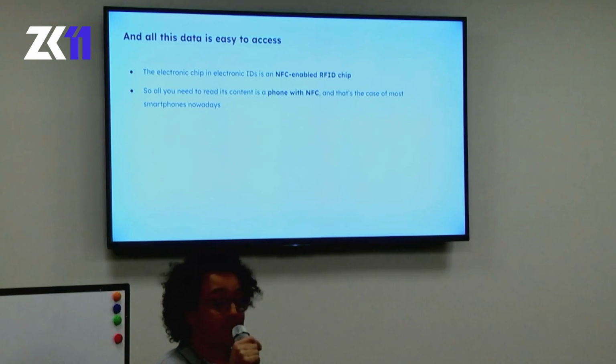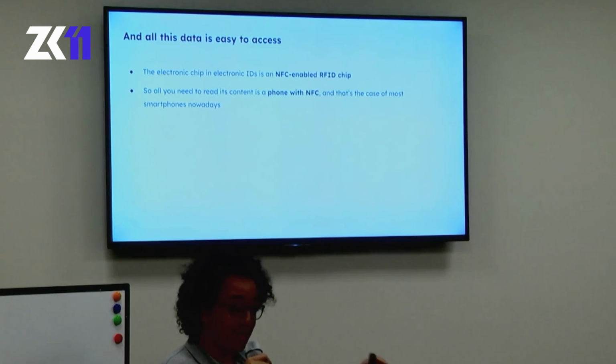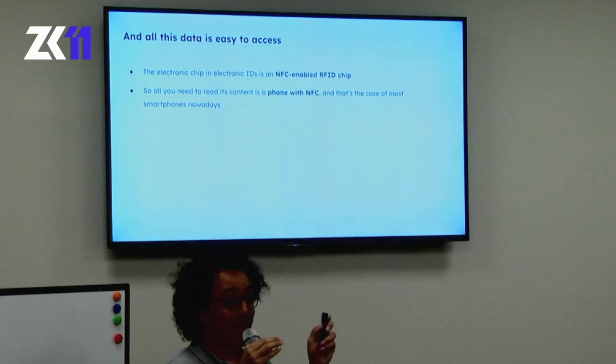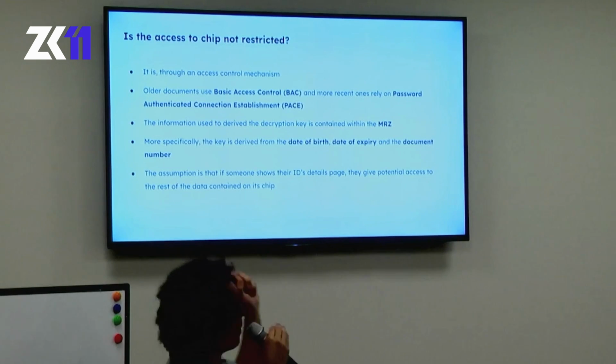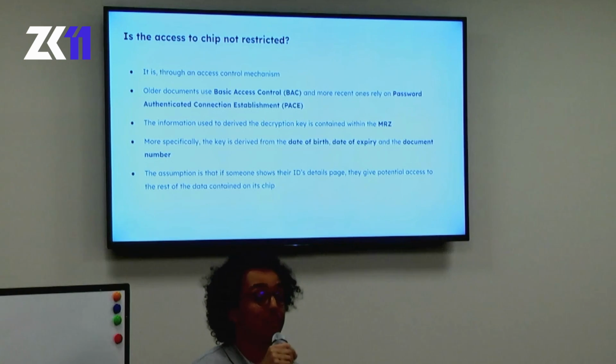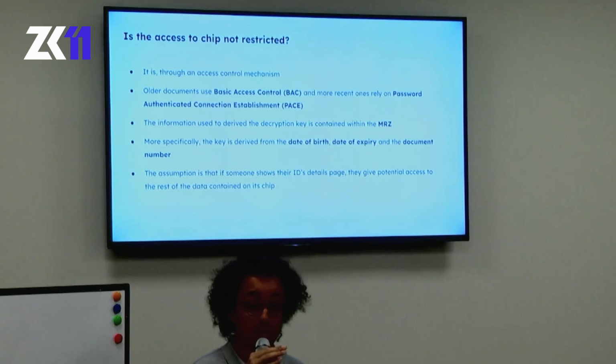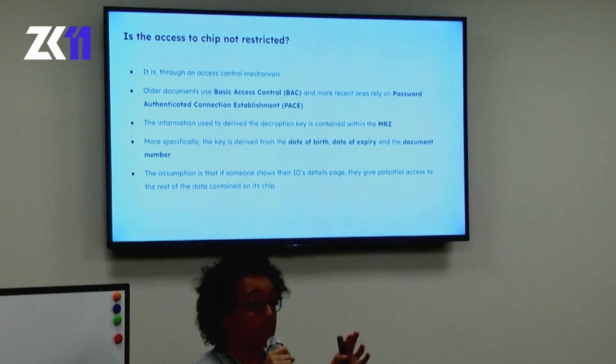Now the question is, so you can read it really easily, so do you think there would be a problem that having such information readily accessible and readable by the smartphone? It might be a problem. So this is why you have a restriction mechanism. So you do control the way you access the chip data. So you have two kinds of access control in place.